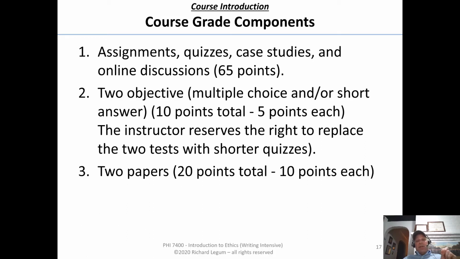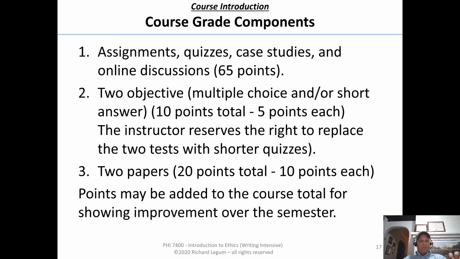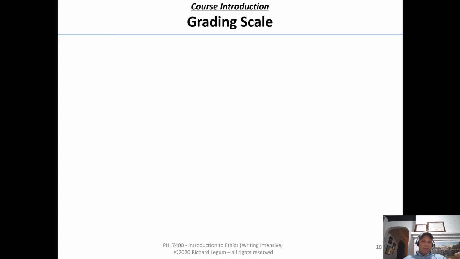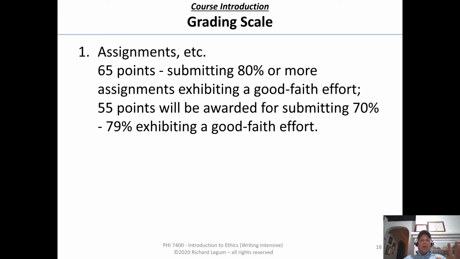Since this is a writing intensive course, you will be asked to write 2 papers worth 10 points each, for a total of 20 points. I should mention that points may be added to the course total for showing improvement over the course of the semester and for various other things. But let's dig a little more deeply into how you're going to get these points awarded. Let's talk about the grading scale.